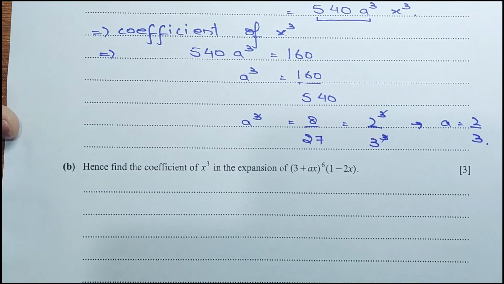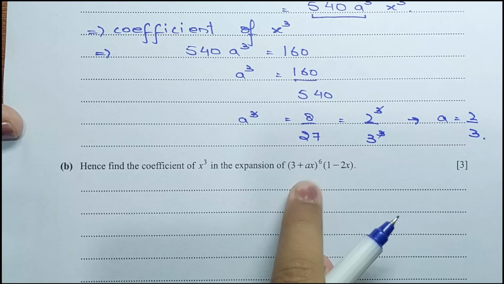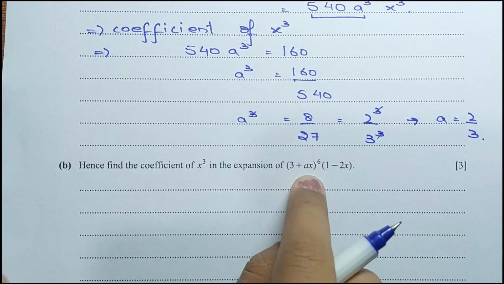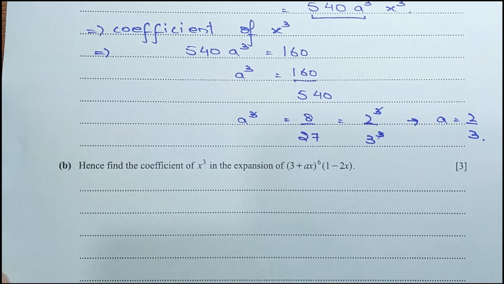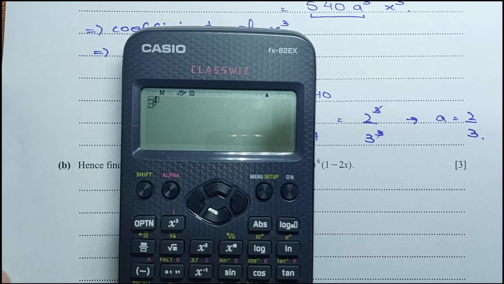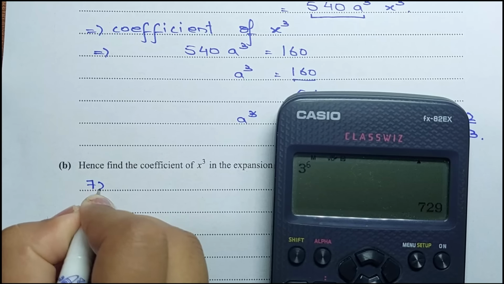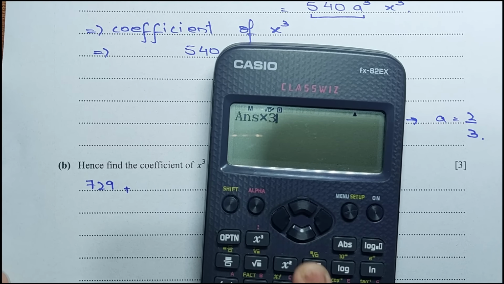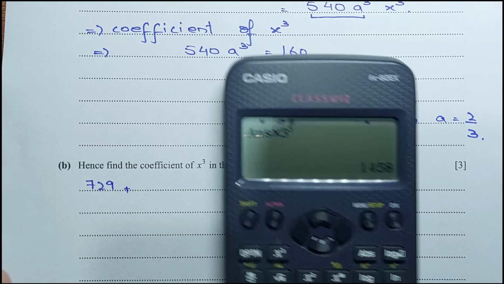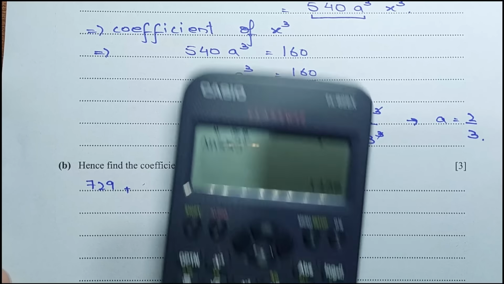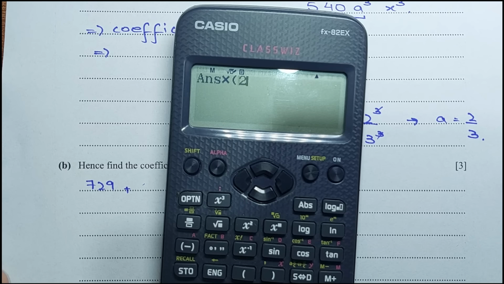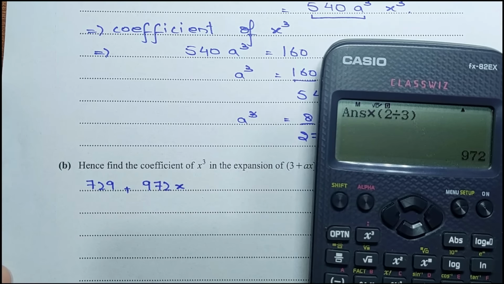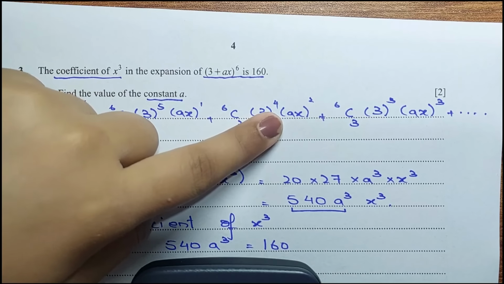Alright. Now for part B, hence find the coefficient of x cube in this expansion. So I already opened some terms of 3 plus ax to the power of 6. The first term is 3 to the power of 6, which is 729, plus 6c1, which is 6 times 3 to the power 5, ax, and the a value is 2 by 3 times 2, which gives 972x. All right, and the next term I'm solving from here.